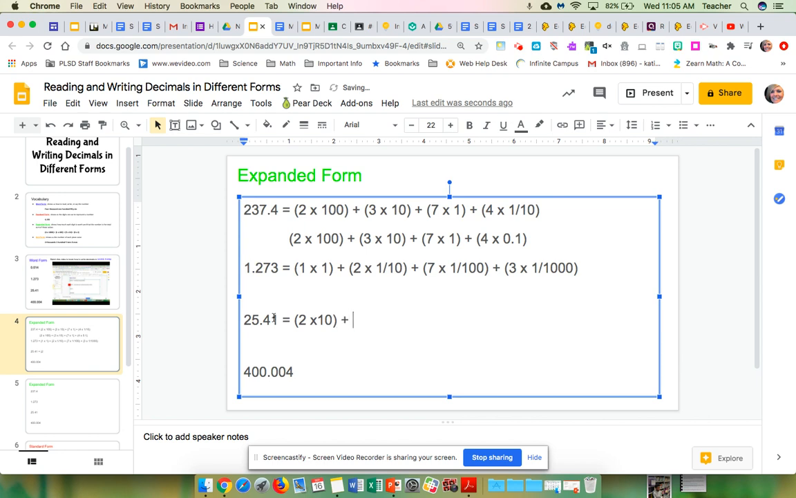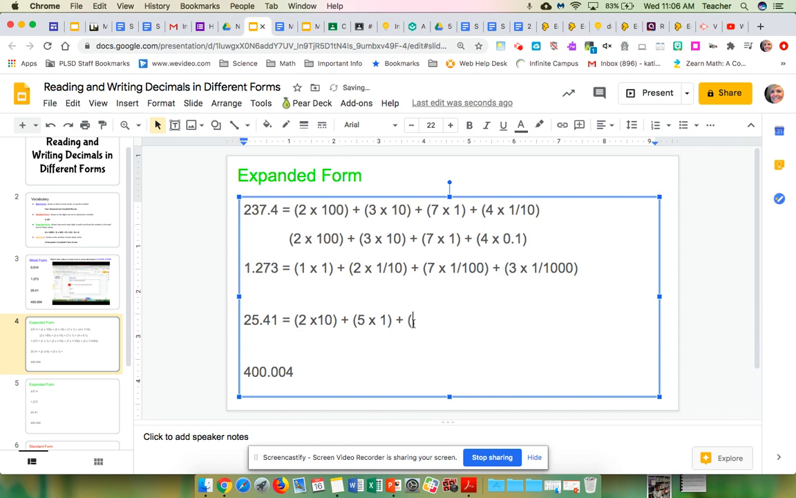Plus 5. The 5 is in the ones place, so I would write that as 5 times 1, plus 4. Now we're to the decimal places. So this is where you can either write it as a fraction, like I did in this one, or you can write it as a decimal. And I'm going to show you how to write it as a decimal in this example.